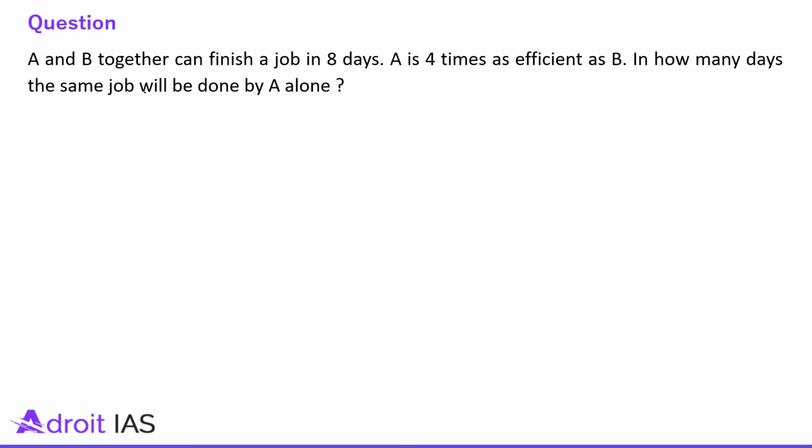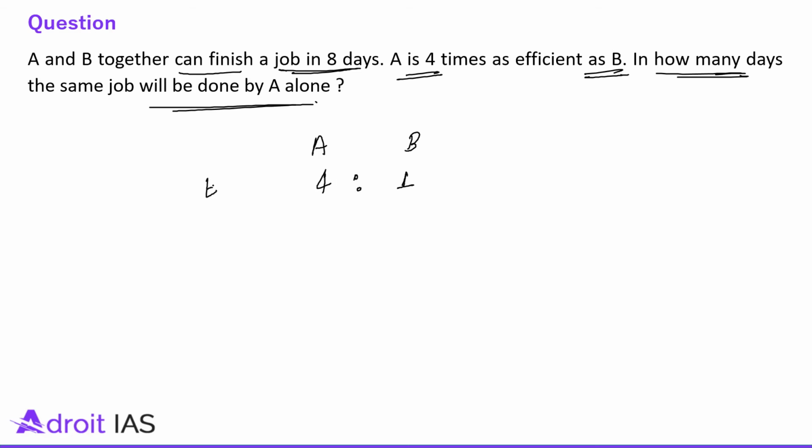Okay. Next question says, A and B together can finish a job in 8 days. A is 4 times as efficient as B. In how many days the same job will be done by A alone? The very similar question, right? A is 4 times as efficient as B. So the ratio of the efficiency is 4:1, right?